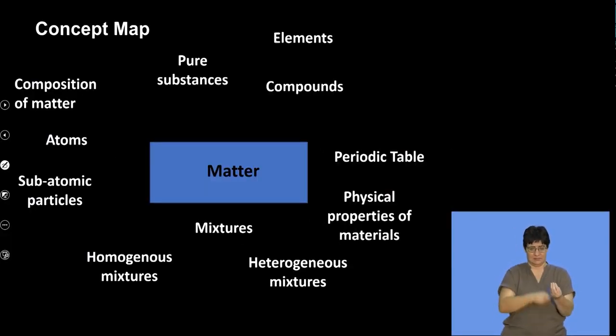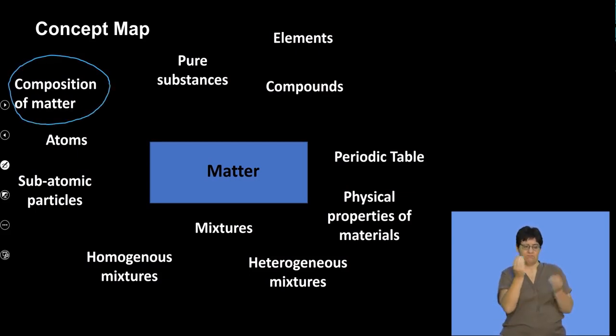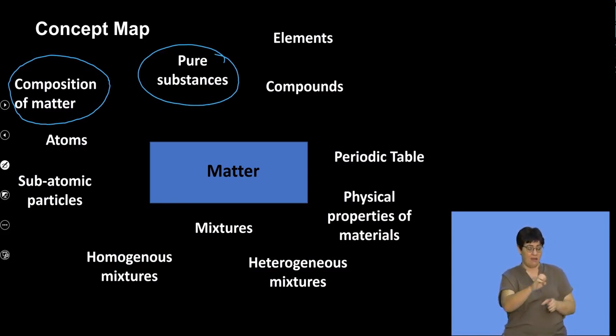Right. Okay, so we talk about the composition of matter. Matter is actually the big idea. If we talk about the composition of matter, we are asking ourselves what it is exactly that makes up matter. We also know by now that matter consists of pure substances, which are divided into two broad categories, elements and compounds. We'll look at each one of them in more detail as we go along.